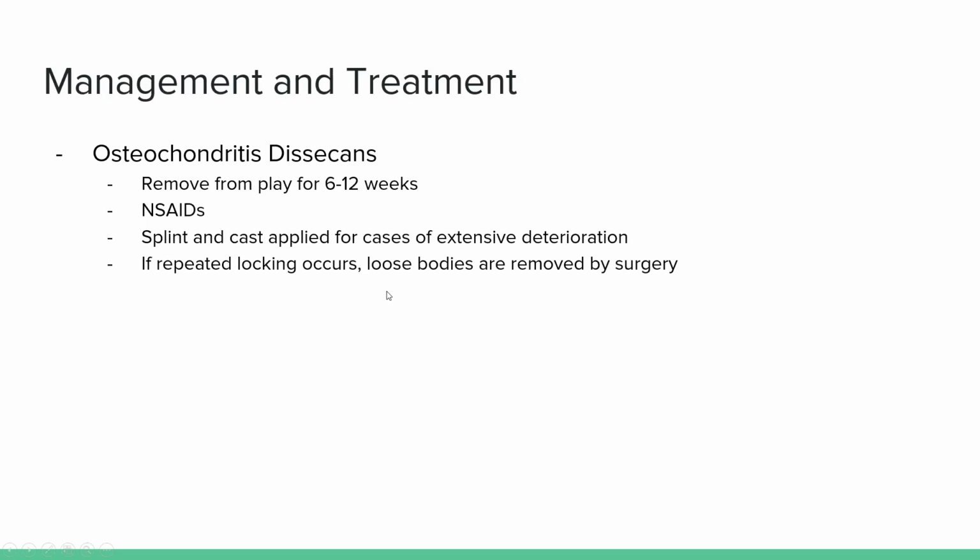So management and treatment would be removed from play for 6 to 12 weeks. Take some NSAIDs, non-steroidal anti-inflammatory drugs. Splint and cast can be applied for cases with extensive deterioration. If repeated locking occurs, loose bodies are removed by surgery. Locking can cause loose bodies.